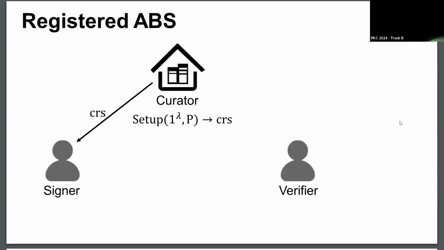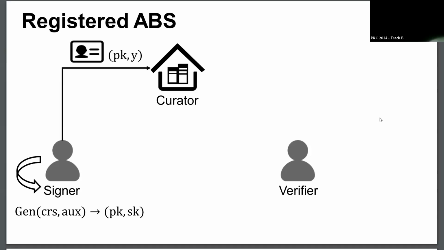Then let's see the definition. In this system, the authority is replaced by a curator. This curator also runs a setup algorithm, but it just generates a common random string, CRS, and gives it to the signer. With this CRS, the signer will generate a pair of public key and secret key locally, and it just sends this public key and his attribute to the curator.